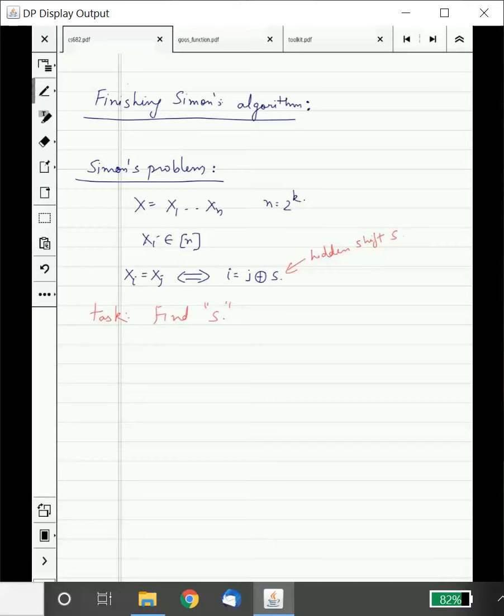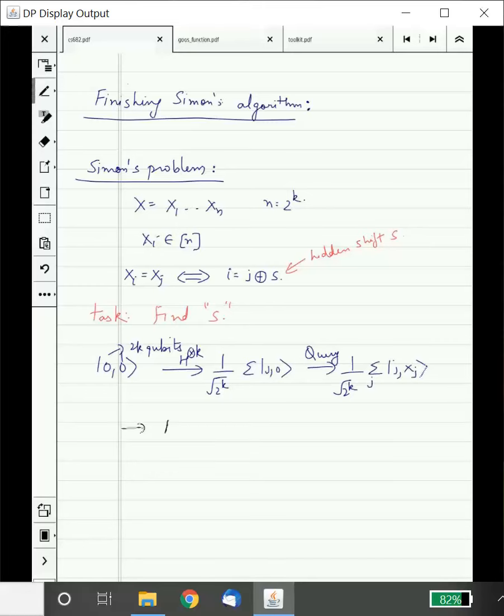The algorithm was, you start with 0, 0. These are 2k qubits. I apply Hadamard to convert it into an equal superposition. Then I apply the query oracle to get the answer on each j. This gives me j, xj, and then I measure the first register. I measure the second register.